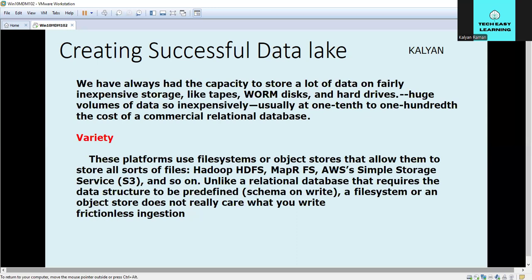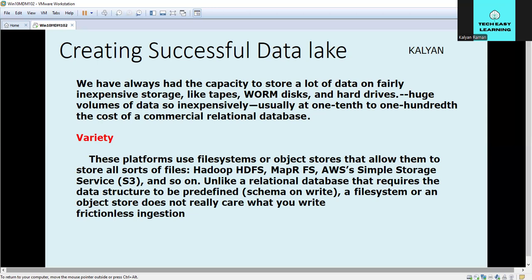And we have the capacity to store large data on fairly inexpensive storage like warm disks, hard drives, and tapes, where huge data is stored inexpensively, usually at 1/10 to 1/100 the cost of commercial databases. And variety. These platforms use a variety of file systems and allow them to store all sorts of files. That is Hadoop HDFS, MapR FS, and AWS Simple Storage Service, and so on.